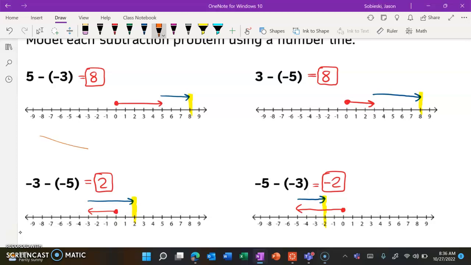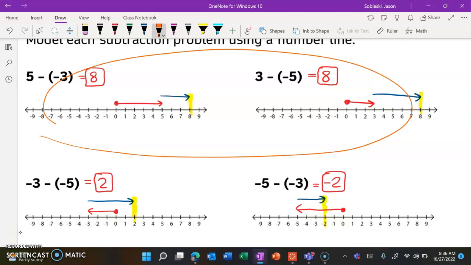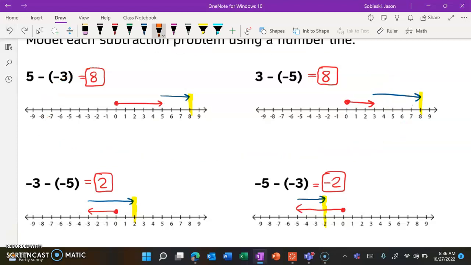So once again, we're going to take a look at the top two examples. As you can see, the problems are very similar, except this one was 5 take away negative 3. This one was 3 take away negative 5. Just the order was switched. We said with subtraction, the order affects your answer. With addition, the order does not affect your answer.